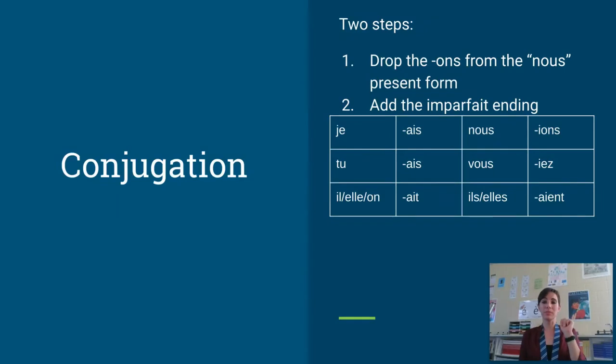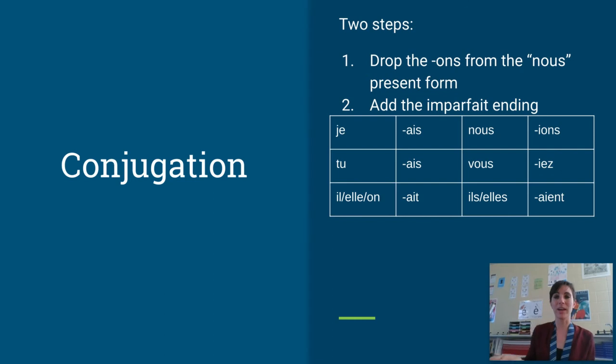There are 2 steps to conjugating the imparfait, and they are rather easy. The first thing that you need to do is find the nous present form of whatever verb you're using. For example, we could use the verb porter, to wear. So I need to find the nous form, and porter is an ER verb. I drop my ER, I add my ONS in the nous form, portons.